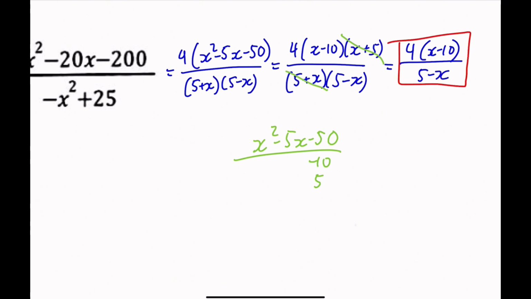As for our non-permissible values, the denominator just cannot be 0. That means this can't be 0. That means x cannot be 5 or negative 5. So x cannot be plus or minus 5. And so that's our restriction.